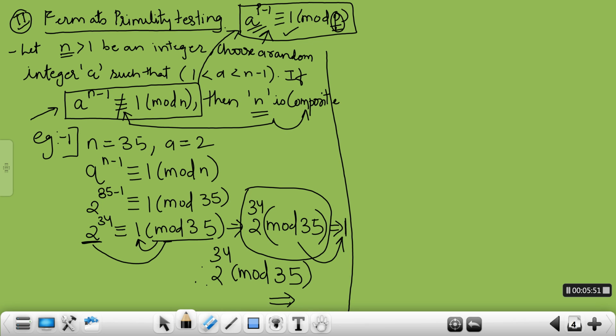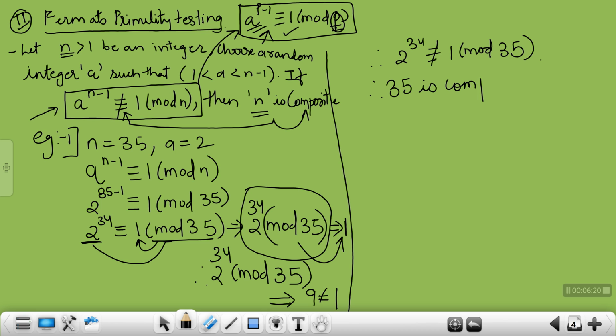When I solve this, I get 2 raised to 34 mod 35 as 9, which is not equal to 1. That means 2 raised to 34 is not congruent to 1 mod 35. When it is not congruent to 1 mod 35, we can go back to the principle. Therefore, 35 is composite. Just verify this with the last problem that we did to check compositeness.